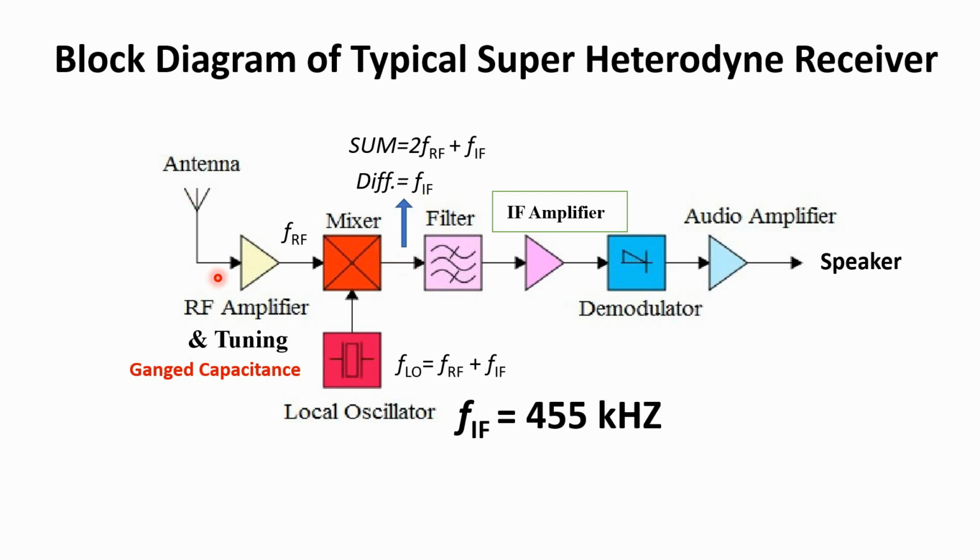For any received radio frequency signal, the difference frequency is always the intermediate frequency, equal to 455 kilohertz, and then the rest of the design is now compatible for 455 kilohertz. So this way, the superheterodyne receiver is widely used in AM broadcasting, right?